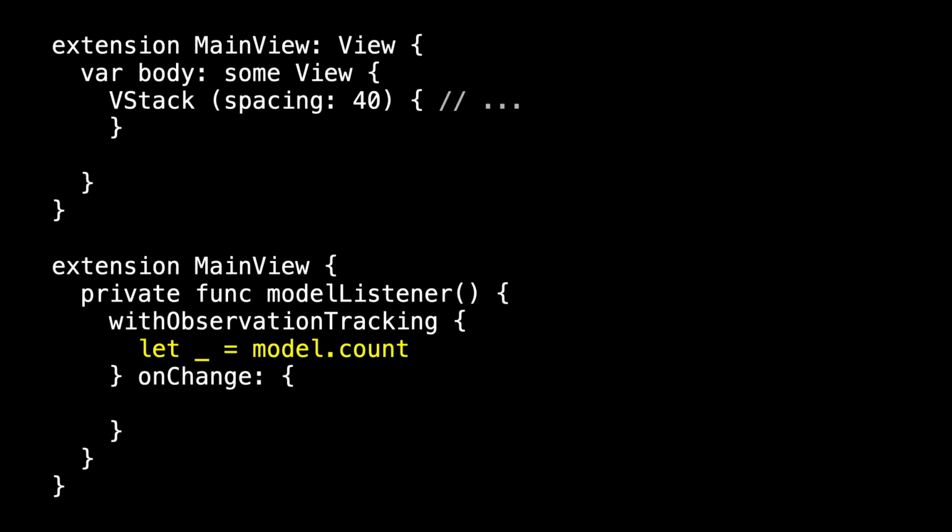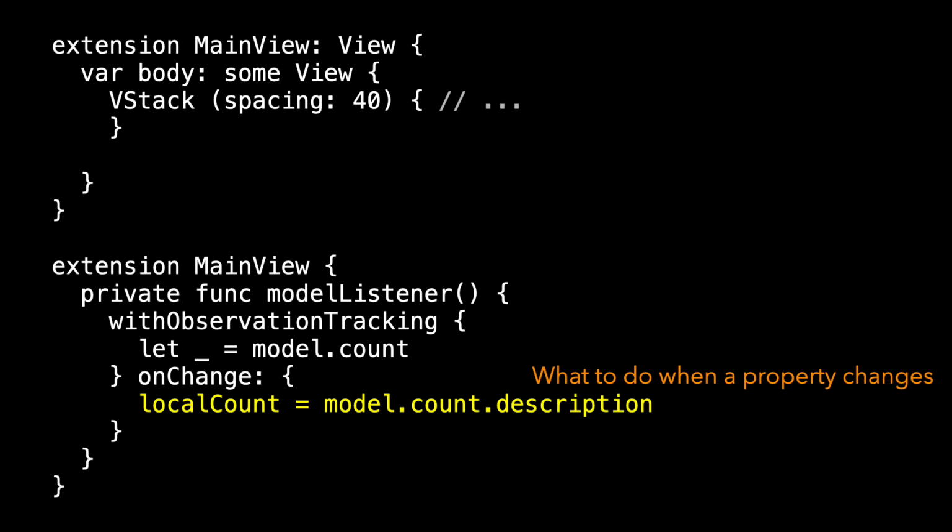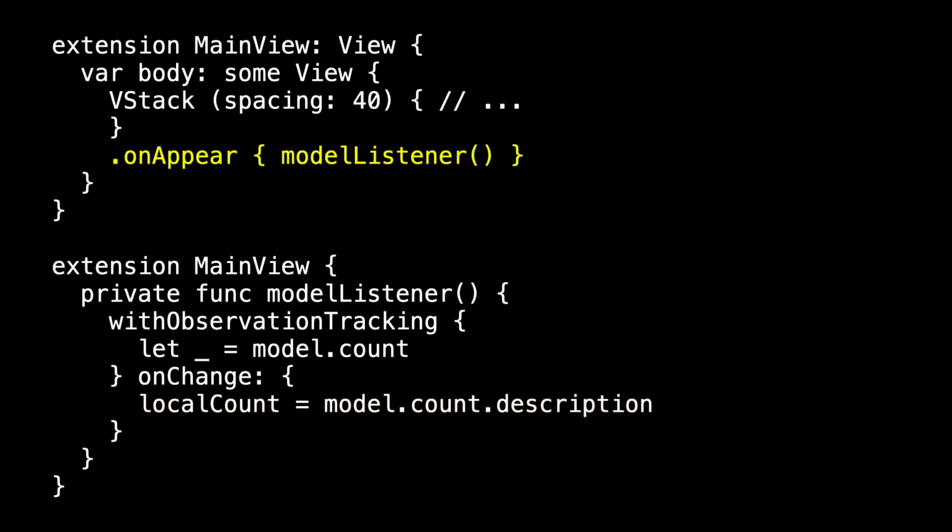As I said, in real life, we don't use this explicitly. We can, but it's really there for SwiftUI. So in our case, we're going to track model.count. That's the property we want to track to see when it changes. And when it changes, we'll update our local count with model.count.description. That's what we'll do when the property model.count changes. So let's call our modelListener when our view appears and run our app. The app launches, we tap our button, we see both of these increment, but we've got 0 for local count and we've got 1 for the other count. Keep tapping, and the 0 never updates.